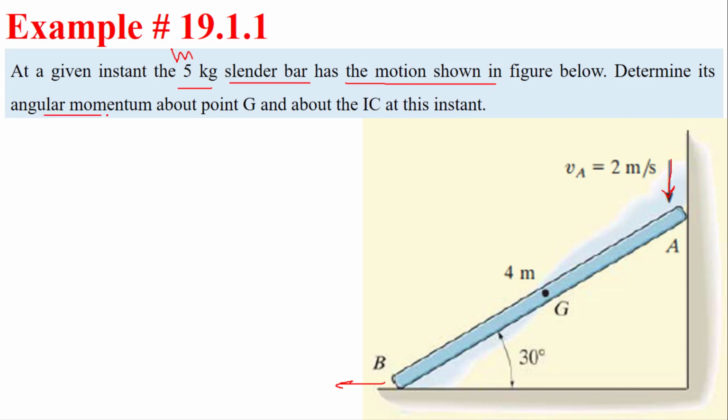Determine its angular momentum. So angular momentum means H. So once he asked about angular momentum means we must benefit from equation demonstrated in chapter 19. And remember that in the data sheet we don't have any equation from this chapter. Okay. So determine its angular momentum about G and about IC at this instance. So in part A we need to find HG, and in part B we need to find HIC.